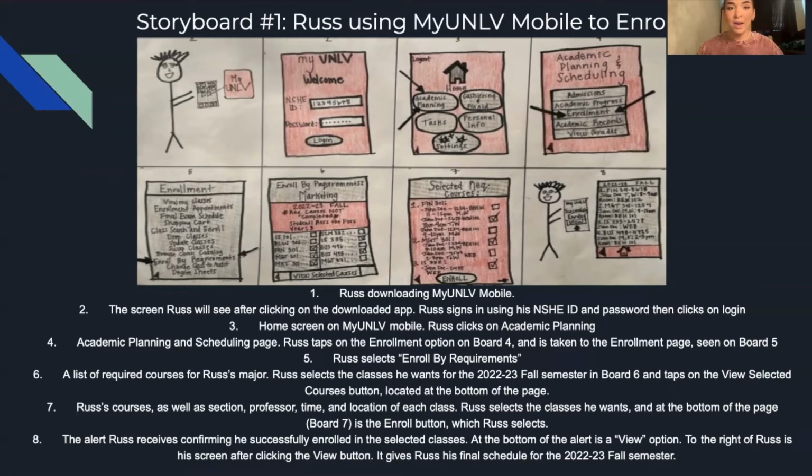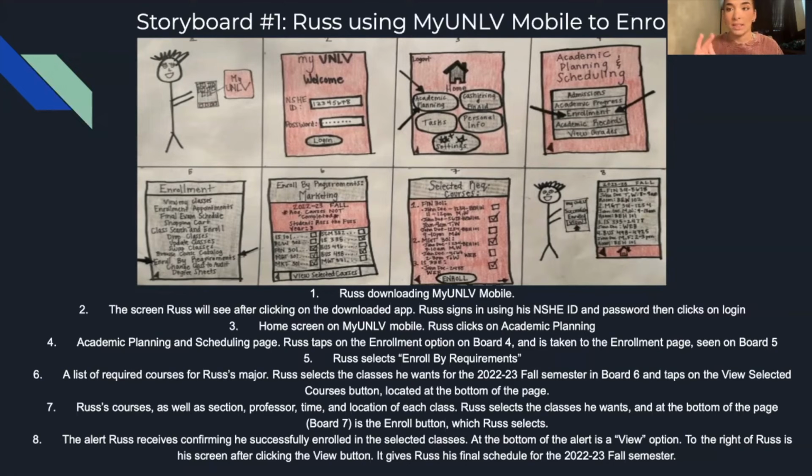In board 5, we have the enrollment page, which lists a bunch of other options for enrolling. And remember, Russ likes to keep things quick and easy, as painless as possible, saving as much time as possible. So he's just going to click on enroll by requirements. And in board 6, we have his course requirements for his marketing major. We had the 2022 through 23 fall semester selected.